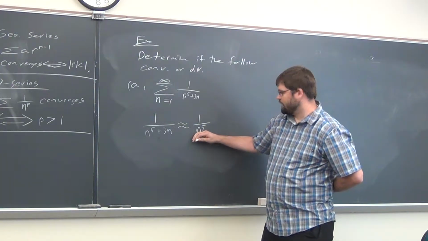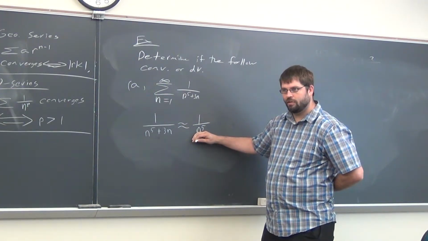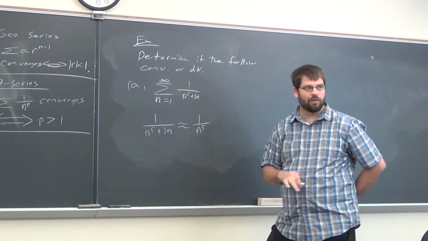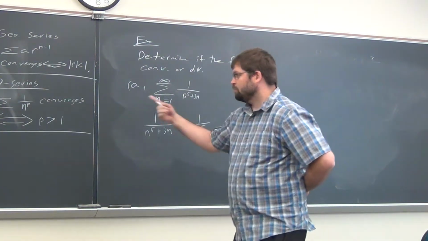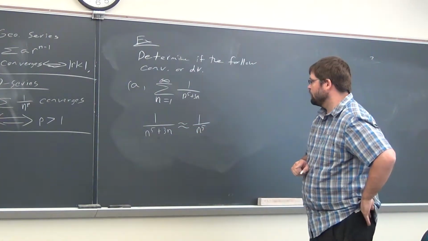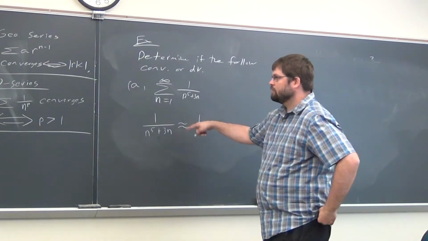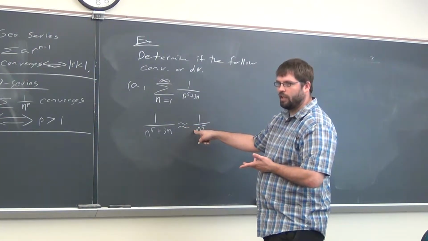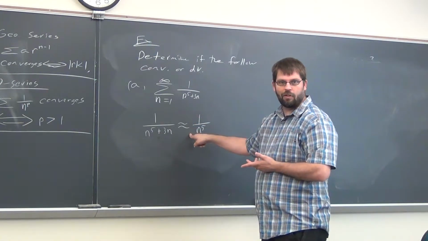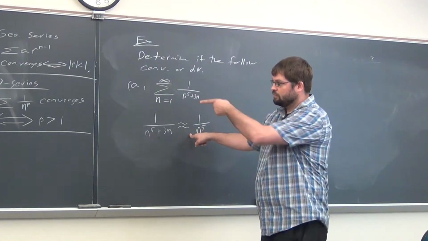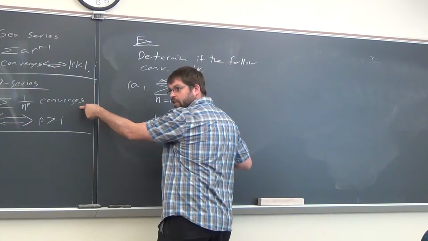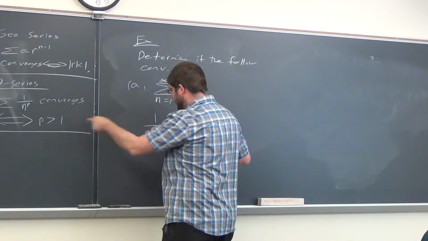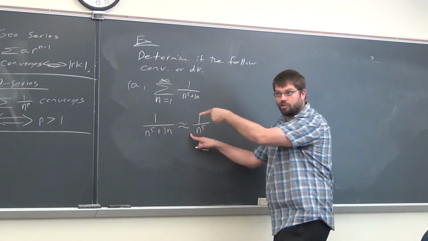And so this is the function we want to compare with. Does that make sense? Or the series we want to compare with. And so these ones are set up nicely to do that. So, what do we think? If it behaves like 1/n⁵, the sum of 1/n⁵ does what? Converges, because it's a P series, right? And so then we should be concluding that this also converges.